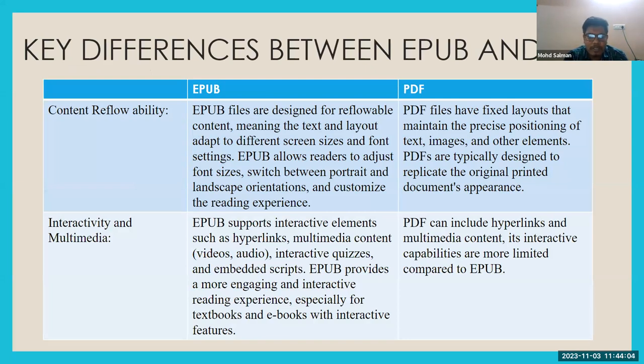EPUB allows readers to adjust font sizes, switch between portrait and landscape orientations, and customize the reading experiences. On the other side, PDF files have a fixed layout that maintains the precise positioning of the text, images, and other elements. PDFs are typically designed to replicate the original printed documents' appearances.